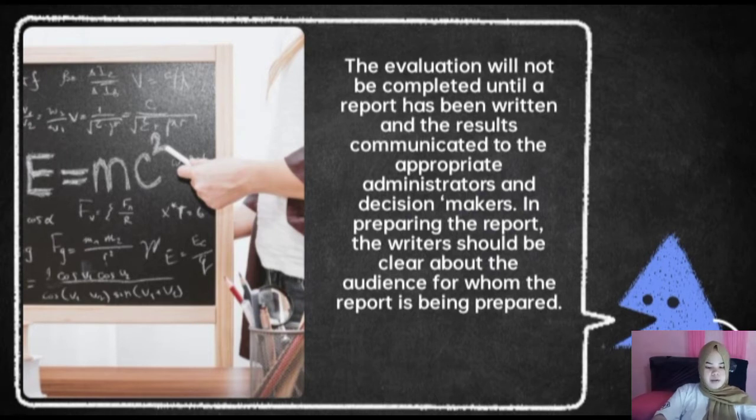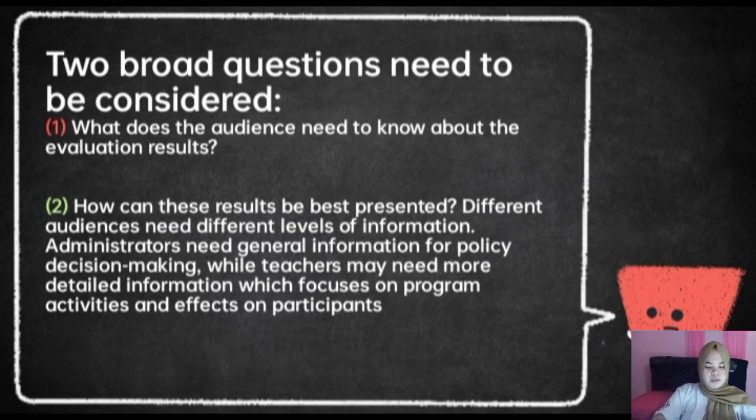In preparing the report, the writer should be clear about the audience for whom the report is being prepared. This is a two-part question that needs to be considered. The first one is, what does the audience need to know about the evaluation result? The second, how can this result be best presented? Different audiences need different levels of information. Administrators need general information for policy decision making, while teachers may need more detailed information which focuses on program activities and effects on the participants.